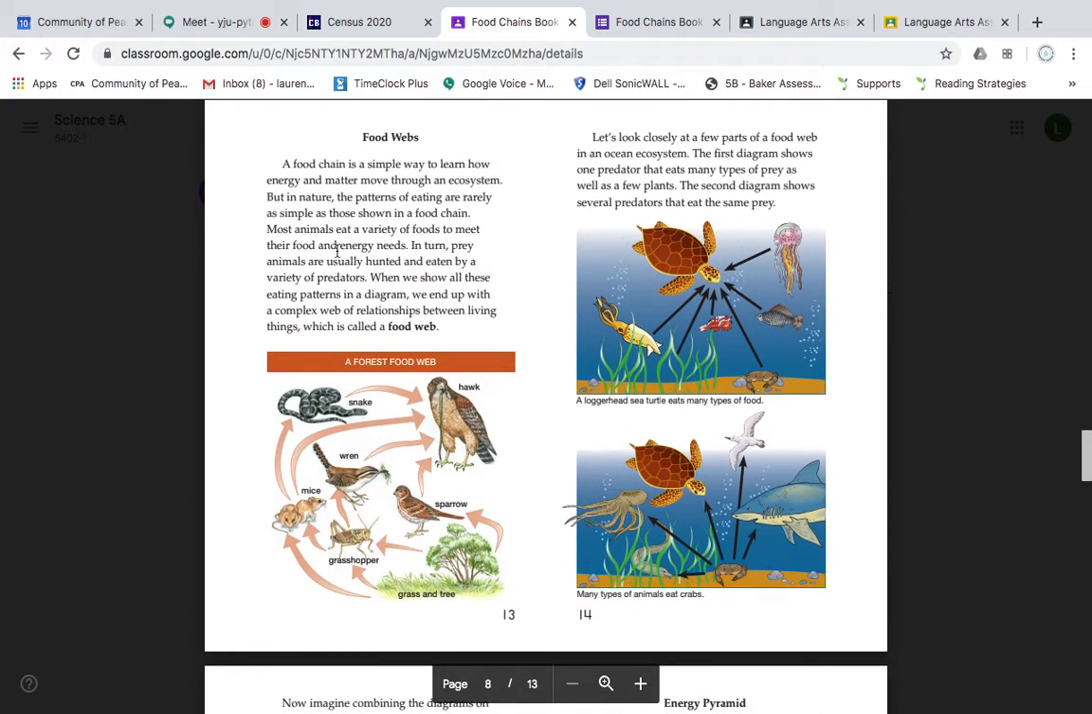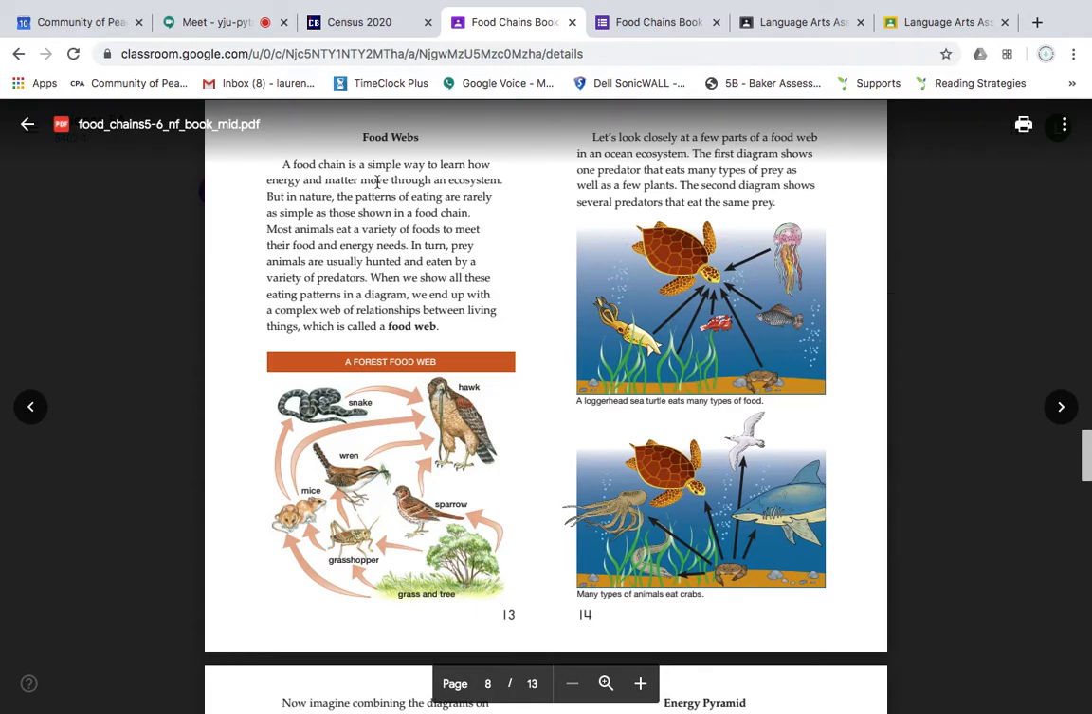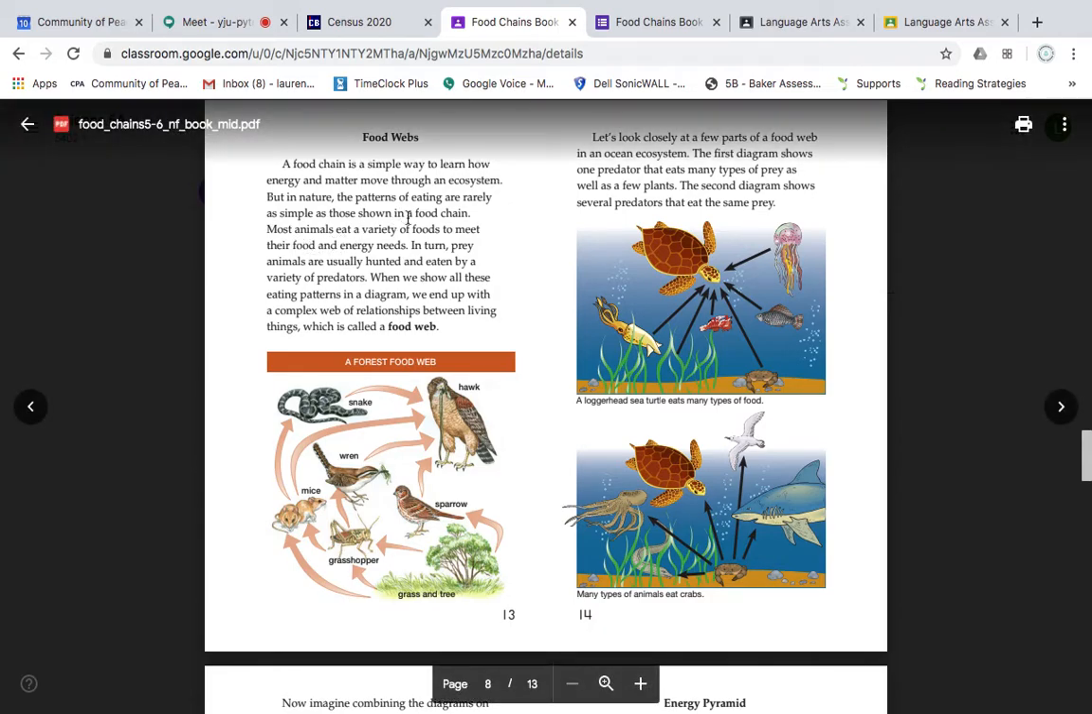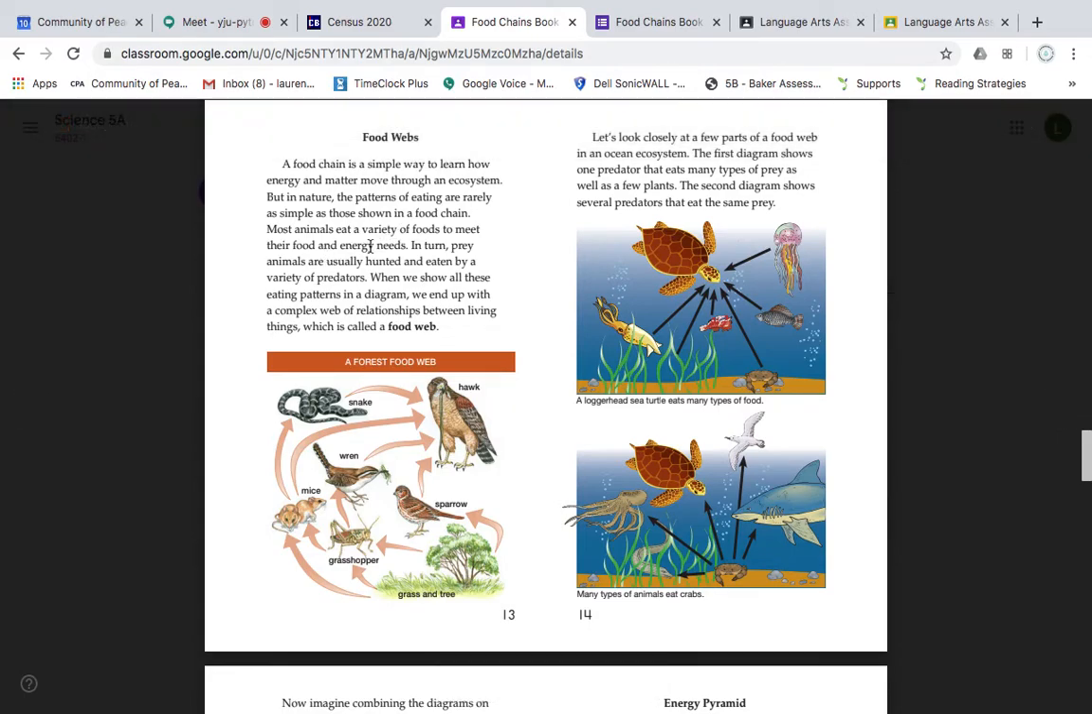Food webs. A food chain is a simple way to learn about how energy and matter move through an ecosystem. But in nature, the patterns of eating are rarely as simple as those shown in a food chain. Most animals eat a variety of foods to meet their food and energy needs. In turn, prey animals are usually hunted and eaten by a variety of predators. When we show all these eating patterns in a diagram, we end up with a complex web of relationships between living things, which is called a food web.